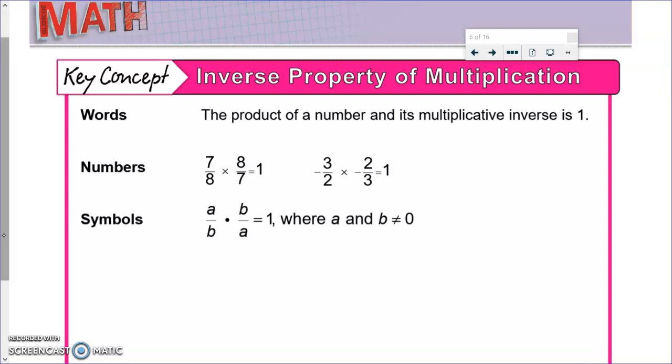The same thing works with negative fractions. If I had negative 3 over 2, we would just flip that numerator and denominator and multiply by negative 2 over 3, and that would also give us a 1. So when we think about this in our symbols or our notation, when I have a over b, what we're able to do is flip it and multiply by b over a, and this would give us 1. But this would only work when a and b are not equal to 0.